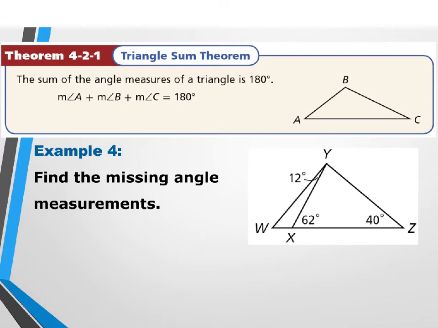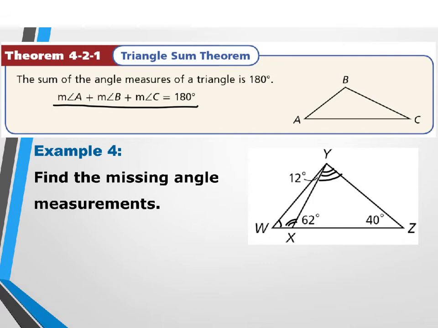Well, we don't have angle W. We'll find it. We do not have angle X, or WXY is what that one's going to be called. And we do not have this one here. That is XYZ. So we're going to find all three of these using this right here.